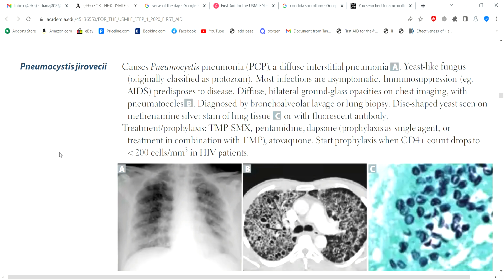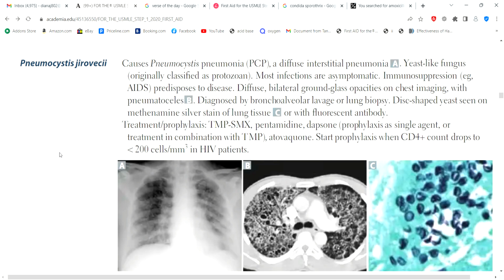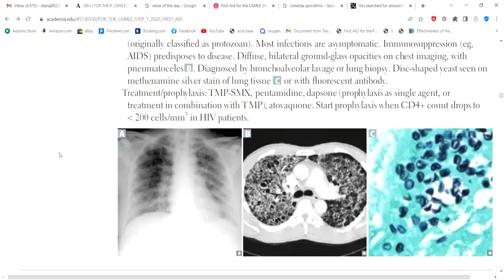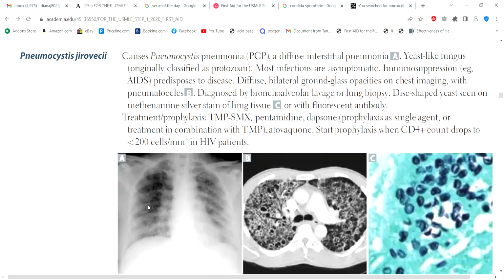Here, Pneumocystis jirovecii causes Pneumocystis pneumonia, or PCP pneumonia, a diffuse interstitial pneumonia, like seen in A right here. You see a cloudiness in both lungs. Now, it is a yeast-like fungus, originally classified as a protozoan, but it is a yeast-like fungus. Most infections are asymptomatic. Immunosuppression, like in AIDS patients, predisposes to the disease.